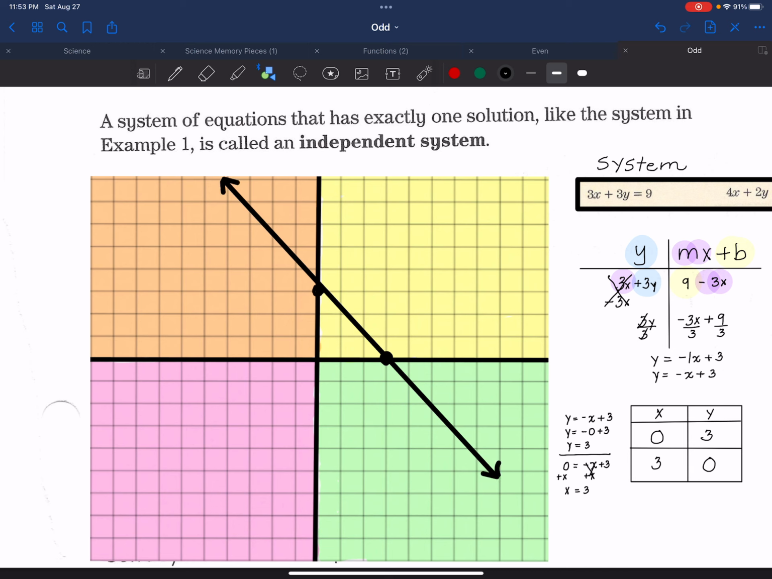I'm going to go ahead and label it just so I can keep track of it. This one is y equals negative x plus 3. So that is the line for that equation.